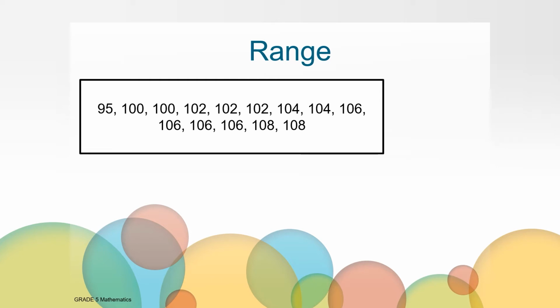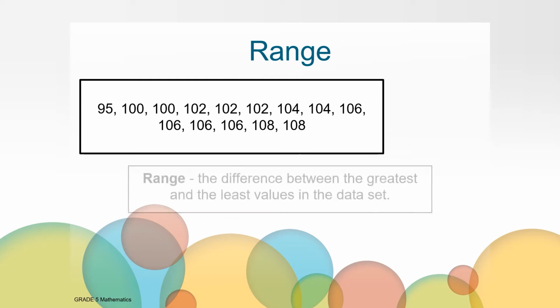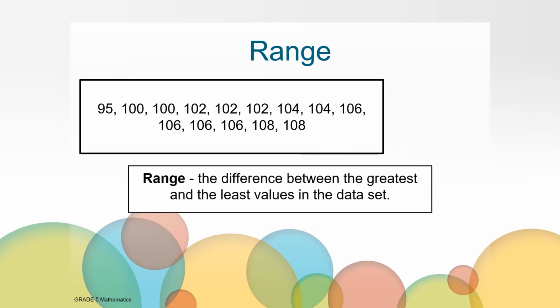Range is the difference between the greatest value and the least value in a data set. In this set of data, the difference between the greatest value and the least value is 13, because 108 minus 95 is 13. So 13 is the range of this data set.